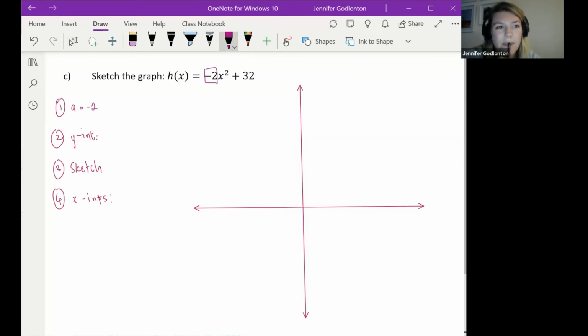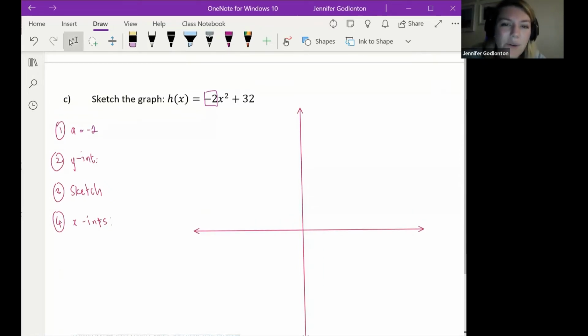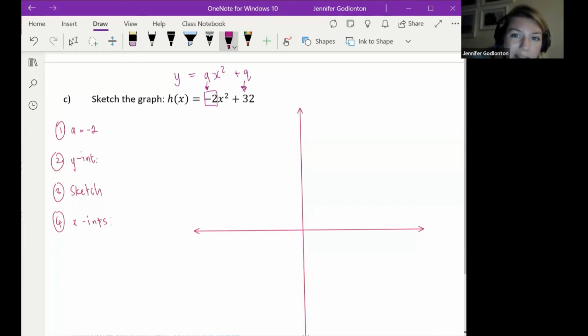Ma'am, can you quickly explain why it's -2? I think I forgot from the last one. No, it's okay. Your formula for a parabola is y equals ax squared plus q. So whatever number is in front of the x squared is your a value. That tells us our shape. And whatever value is there is our q value, and our q value tells us our y-intercept. Oh, I wrote A instead of Q, ma'am. Thank you. Okay, no problem.